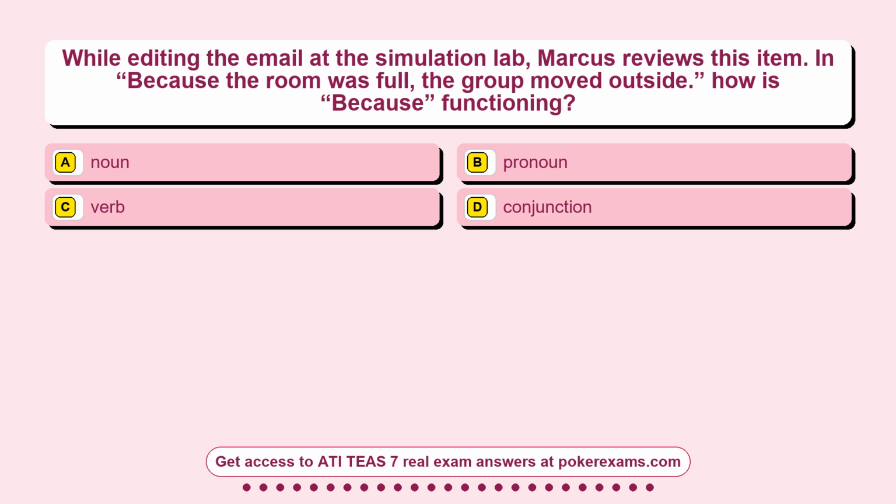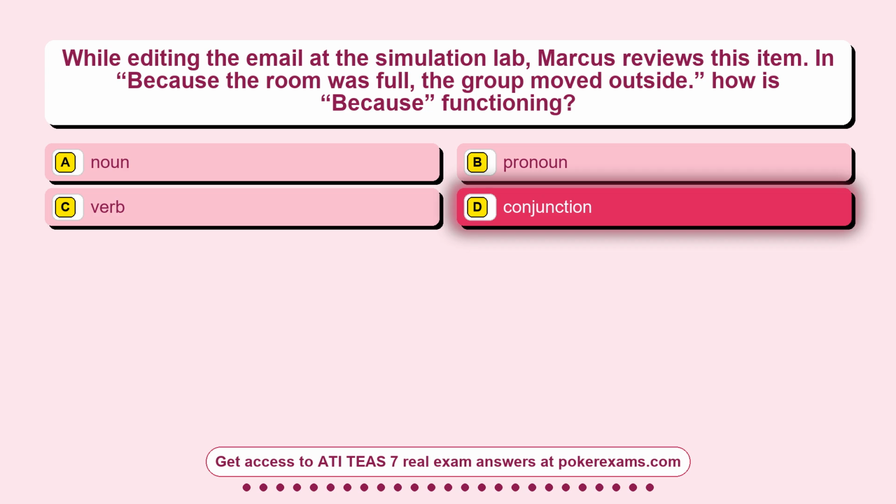Question 8. While editing the email at the simulation lab, Marcus reviews this item. In "because the room was full, the group moved outside," how was "because" functioning? Option A, noun. Option B, pronoun. Option C, a verb. Option D, conjunction. The correct answer is option D, conjunction.